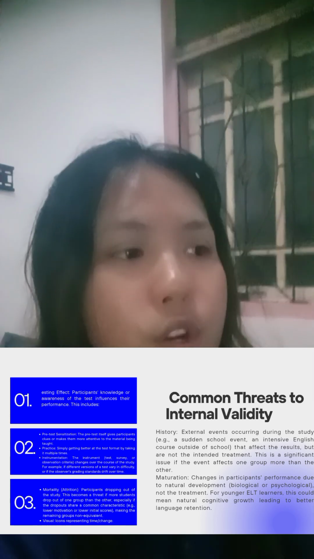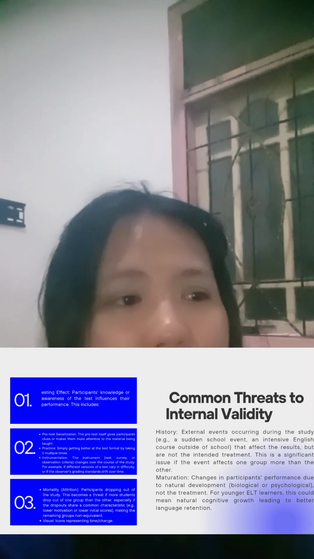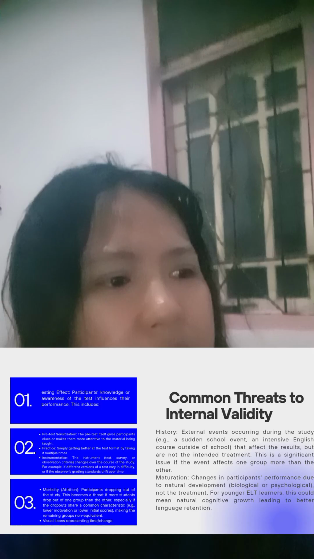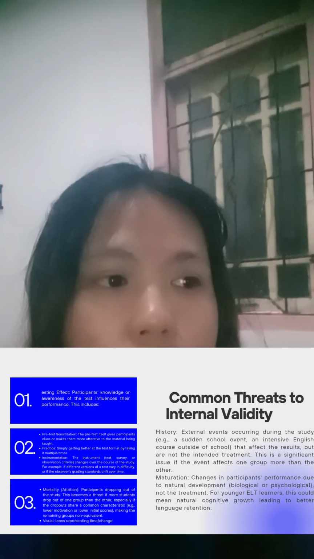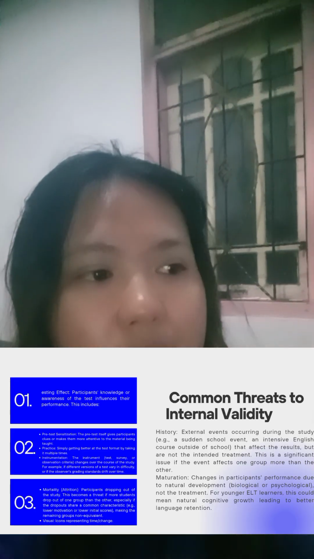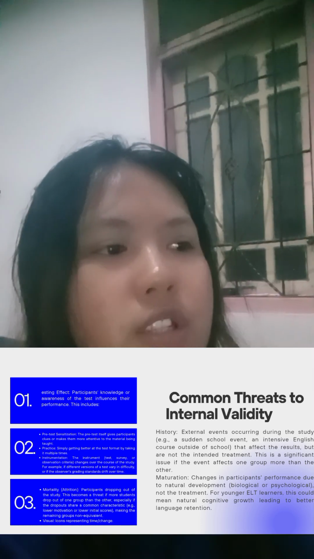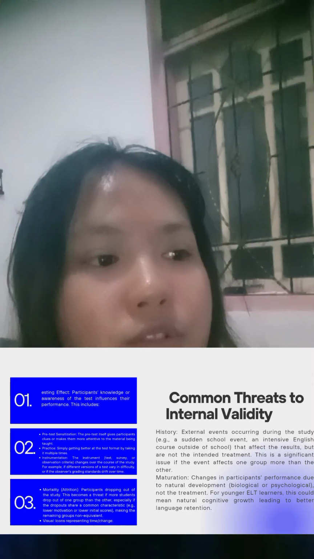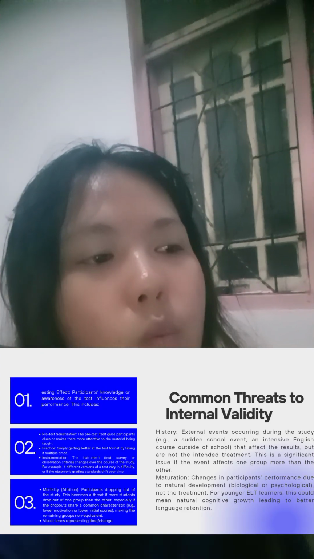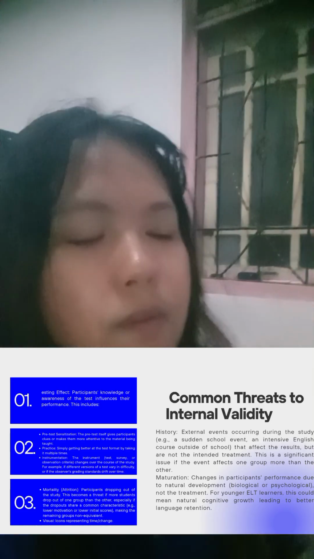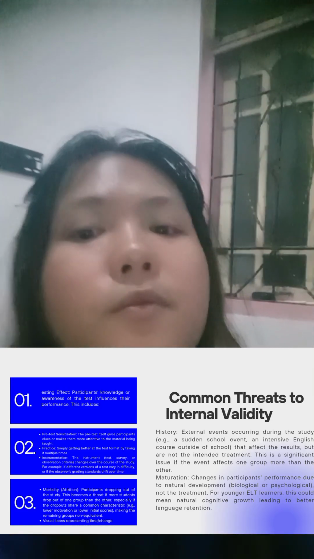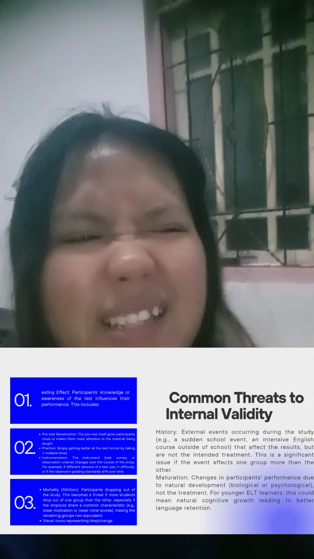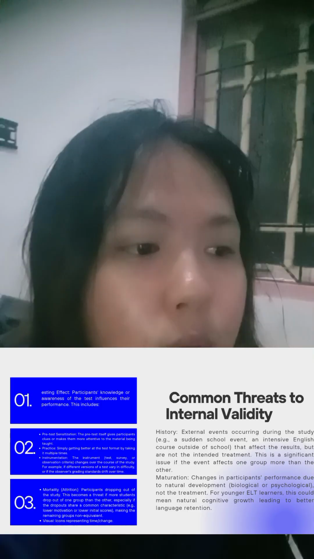And then there is the third, instrumentation. The instrument, task, survey, or observation criteria change over the course of the study. For example, different versions of a task vary in difficulty, or the observers' grading standards drift over time. And then the fourth, there is mortality or attrition, participants dropping out of the study. This becomes a threat if more students drop out of one group than the other, especially if the dropouts share common characteristics, for example lower motivation or lower initial scores, making the remaining groups not equivalent.